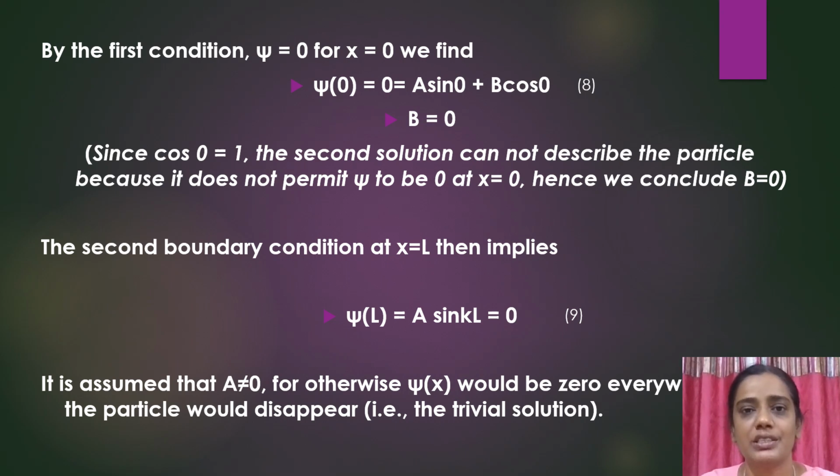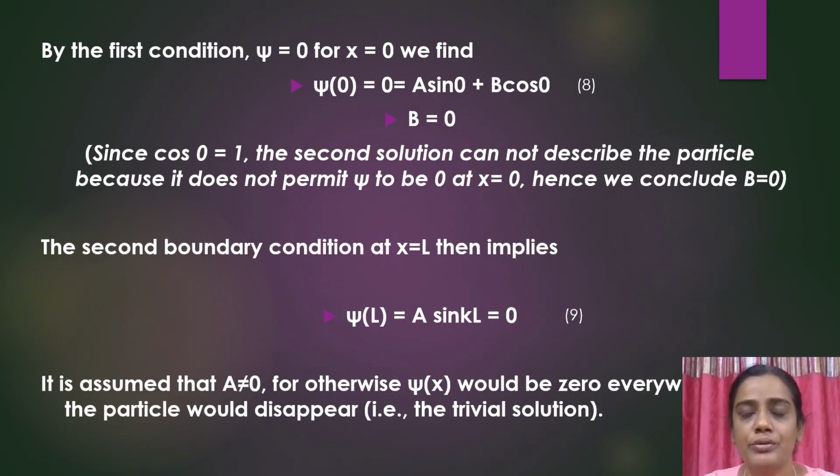It should give us a 0 value when it is applied to the general solution, a sin 0 plus b cos 0. We know since sin 0 equal to 0, the first term automatically becomes 0. But the second term doesn't, cos 0 equal to 1. So it gives us a b value.